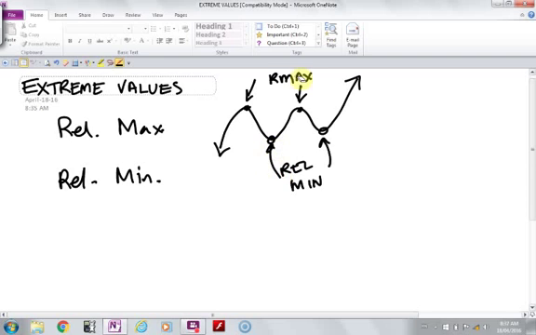Okay? But these are not the maximum value for the whole function because the function continues on. So in fact, there's no absolute maximum for the function, just as there's no absolute minimum for the function, but they are relative maximums. So it's relative to nearby points. The tallest point, or the highest point, and the lowest point.